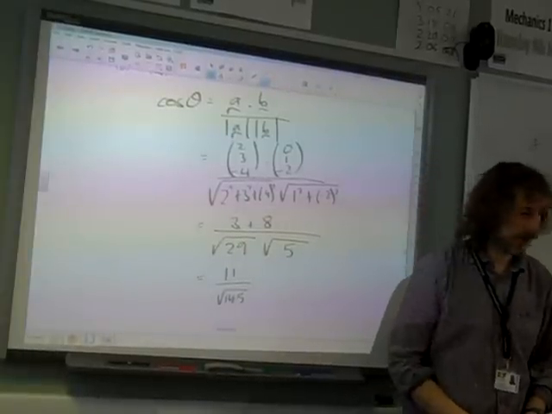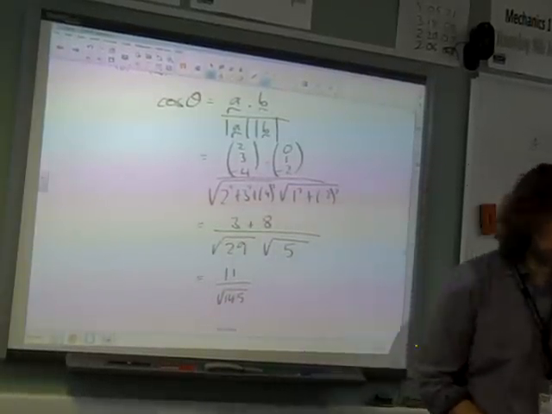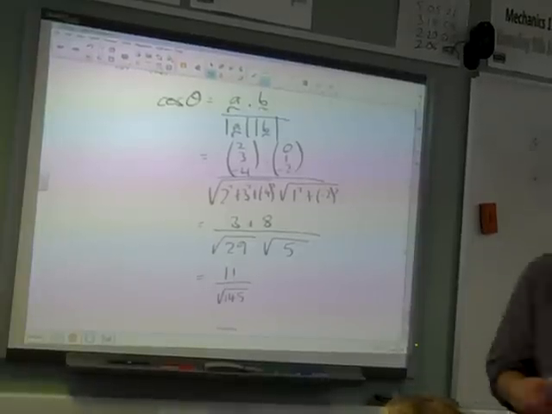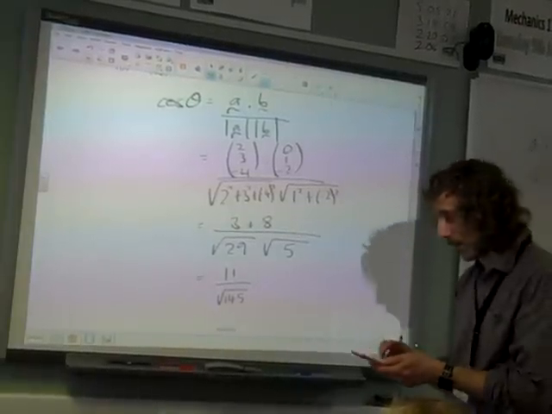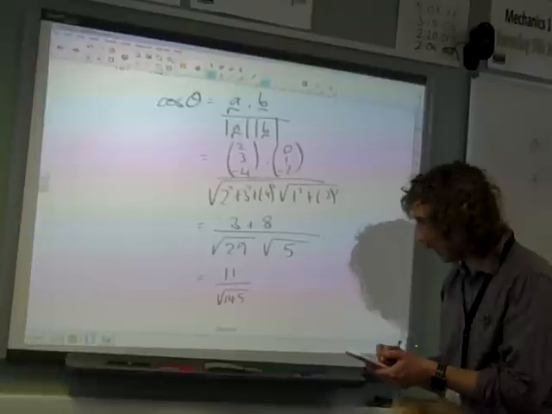So we're going to do inverse cos of that on a calculator. This one happens to be in degrees, so we'll do it in degrees.